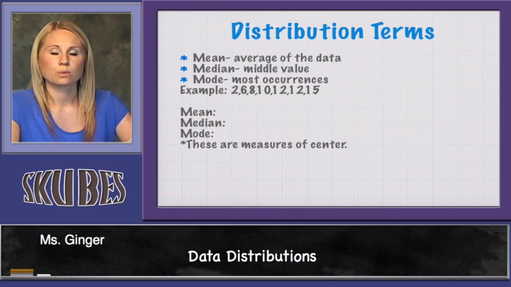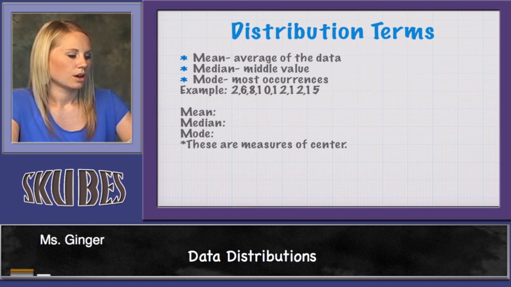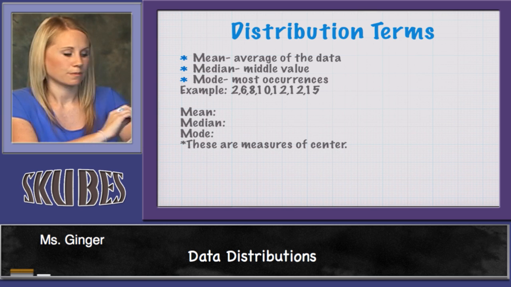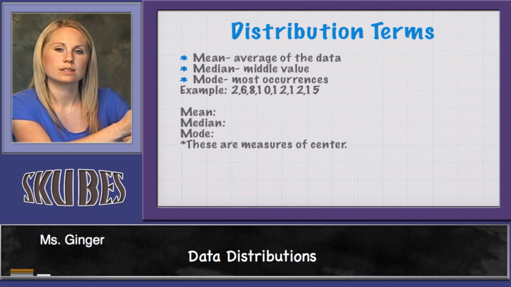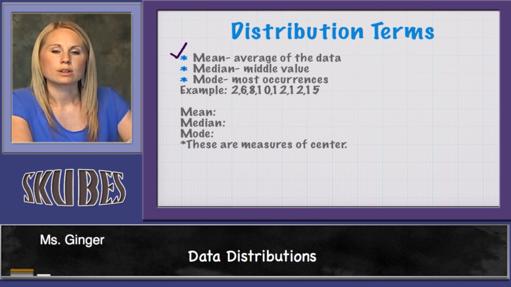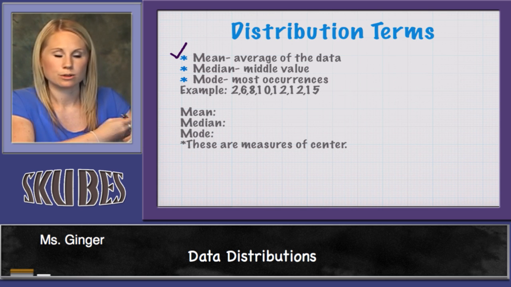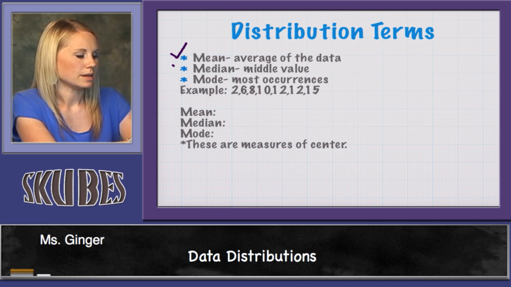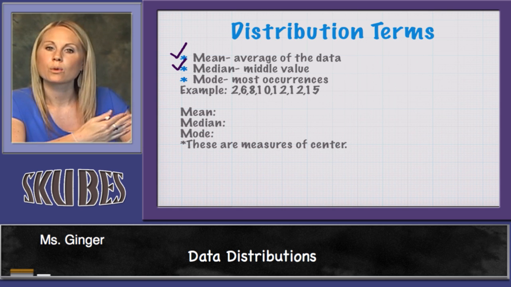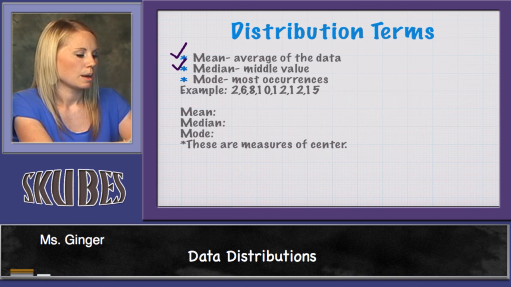Terms that you'll need to know as you're working with data and statistics are these here. These are going to be the measures of center. Okay, things that tell us about the center or the middle of our data are going to be average, mean. You're going to take all your values, add them up, and divide by the number of numbers that you're working with. Median, it's going to be the middle value.